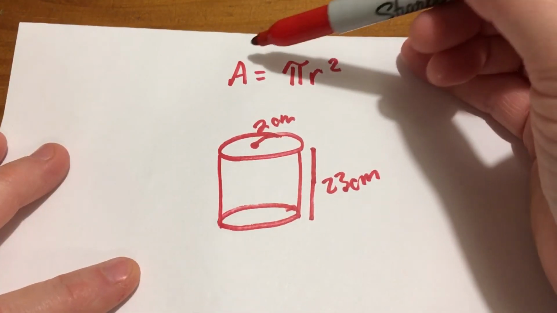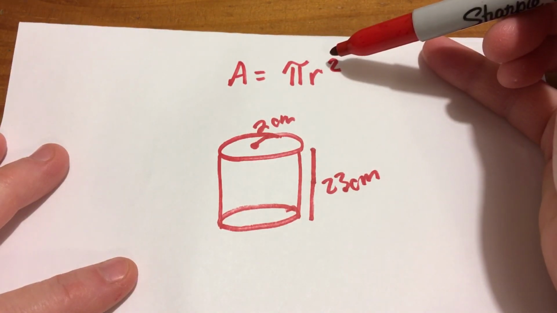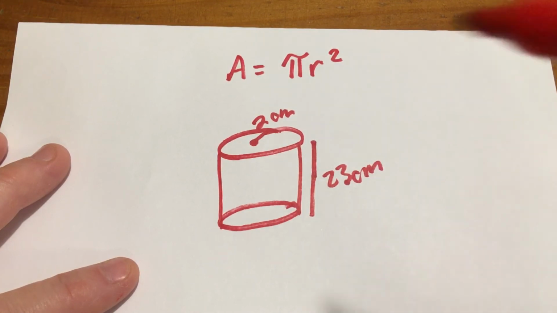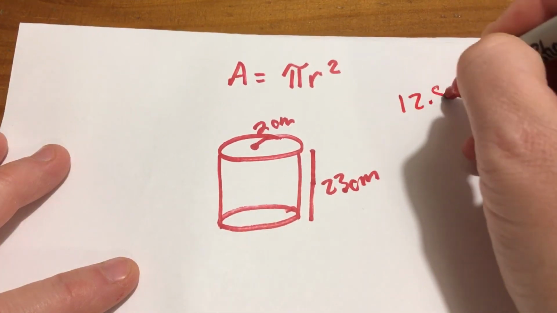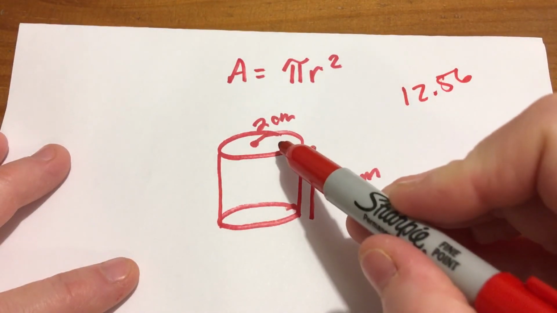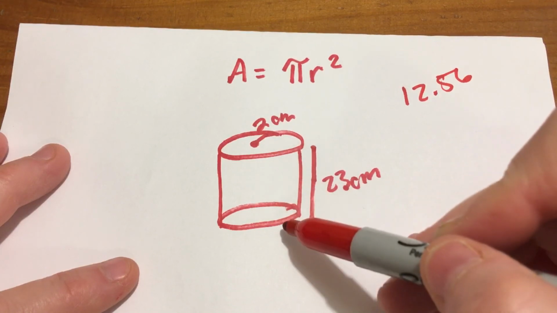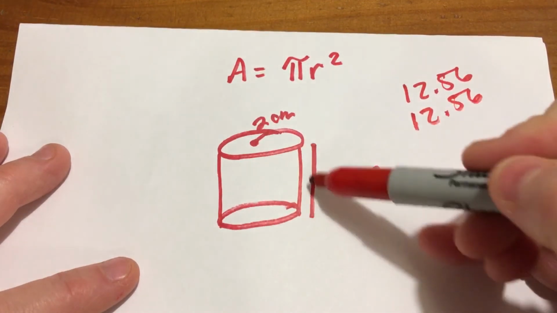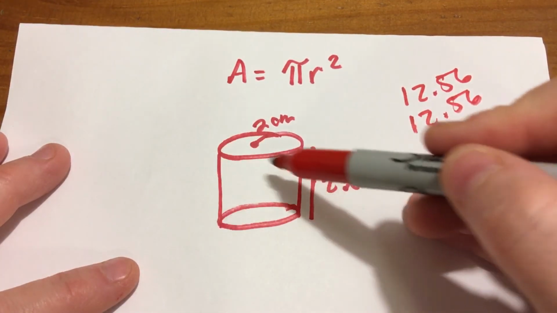So our equation for area of a circle is pi r squared. So our radius is 2. So let's just type it in on the calculator. 3.14 times 2 squared is 12.56. So that is the area of one of our circles. The bottom will be exactly the same. So we have 12.56.